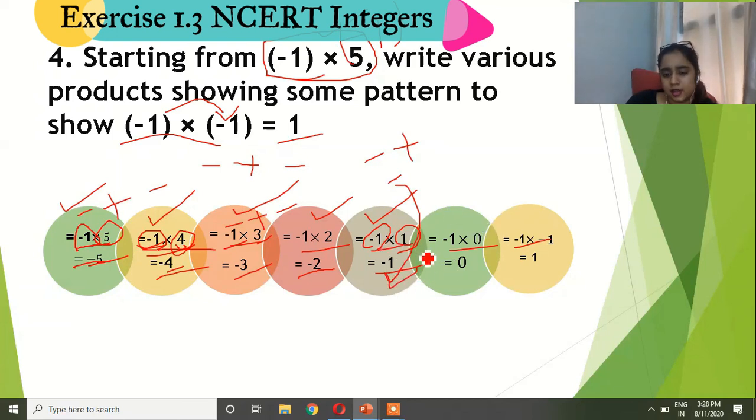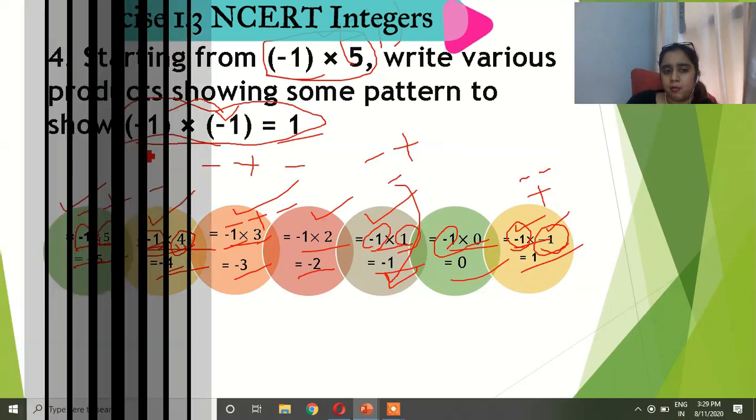And in the next step we will multiply this minus 1 by 0, and if we multiply 0 by minus 1 we will get the answer simply 0. And in the last step we will multiply minus 1 by minus 1. What answer will we get? If we apply the rule of multiplication here, one number is negative, that is minus 1, and another number is also negative. If both numbers are negative, the sign of the answer is positive, and we have proved that minus 1 multiplied by minus 1 is equal to 1.